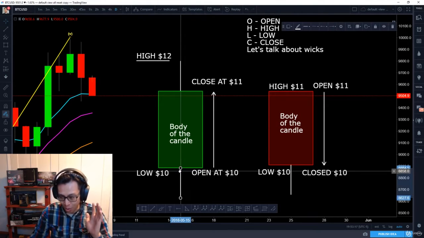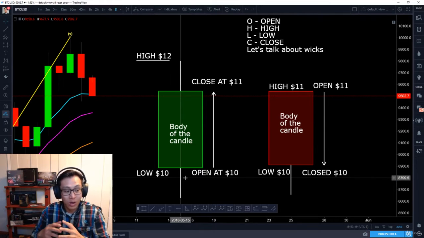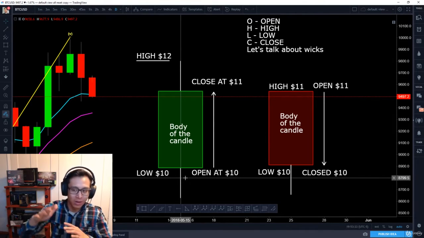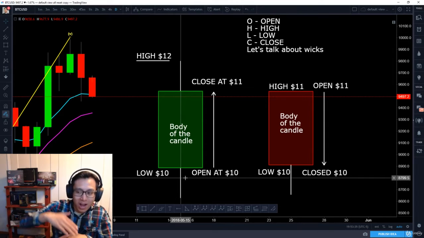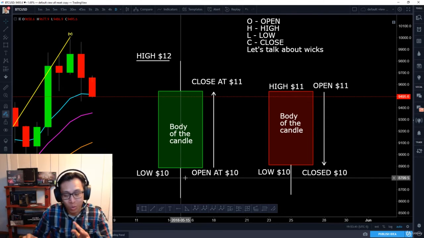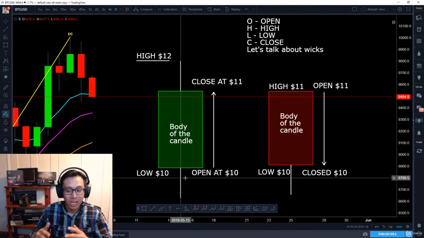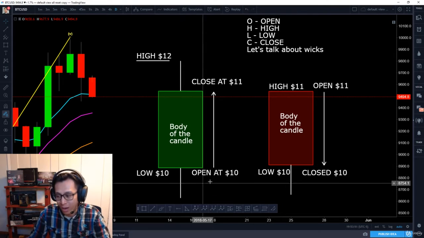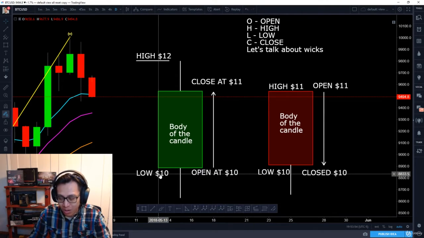So the open of the candle is always where the body begins, okay? And the close of the candle is always where the body ends. And the high of the candle, of the whole thing, refers to how high that entire candle got, including the wick. And then the low will mean the exact same thing: the lowest point of the candle that it actually got to, of the whole thing, including the wick.